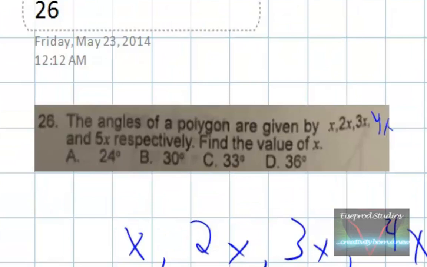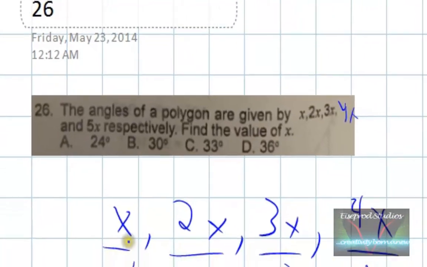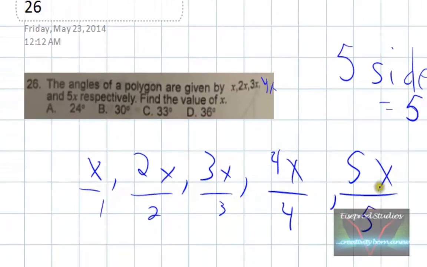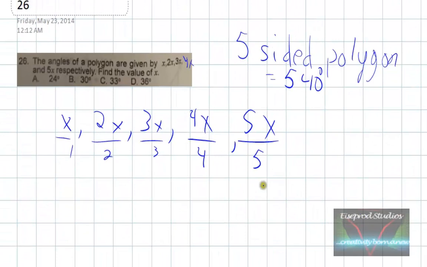Alright, so here we have question 26, and it gives us the angles of a polygon. The 4x got cut off, so I just scribbled it in there. The angles of a polygon are x, 2x, 3x, 4x, and 5x, respectively, and they want us to find the value of x. I've counted how many measurements they gave me, and they gave me 5 of them. Assuming that this is all of the angles in this polygon, since it has 5 angles, it's going to be 540 degrees.